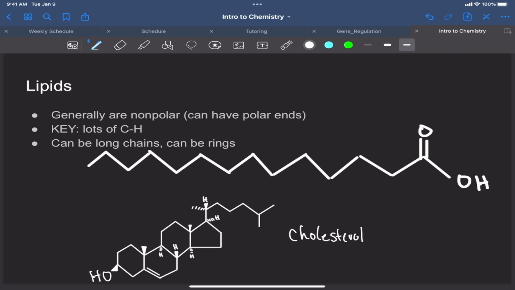But yeah, so that's how to identify lipids. Really, you have cholesterol. Just really look for a metric ton of carbon hydrogen.